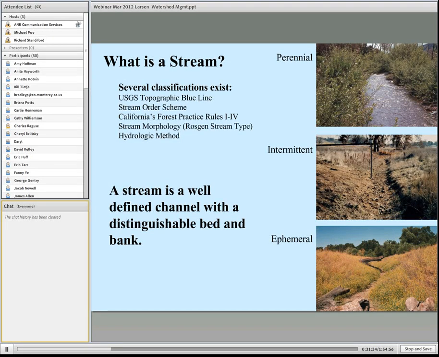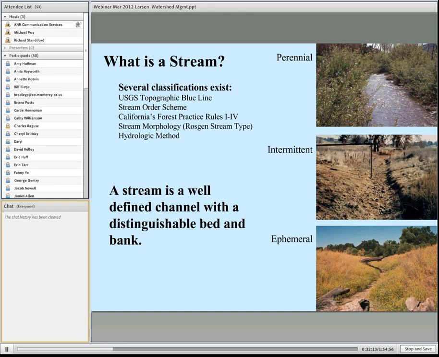And there's a lot of different ways to answer that one, all the way from the topographic blue line that you find on maps. The stream order scheme. Is it starting with the very small streams at the very top of the headwaters, a first order stream, then they come together and you have a second order stream? Or are you looking at the California's forest practice rules? Is it a fish-bearing stream or not? Or is it a stream that drains into a fish-bearing stream? And sometimes that may play an important part in the management and what you do.